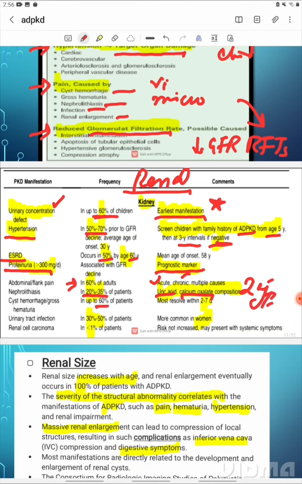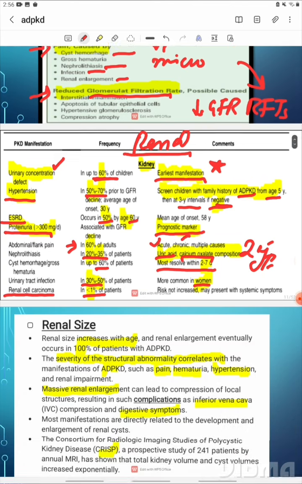Cyst hemorrhage occurs in 60% of patients, and usually it's self-limiting. Up to a week, you should observe the patient, provided you give pain relief. But if it goes beyond that, then think about other causes as well. Infections occur in 30 to 50% of patients, most commonly in women, and renal cell carcinoma is rare, but it's there, so you should keep it in mind.